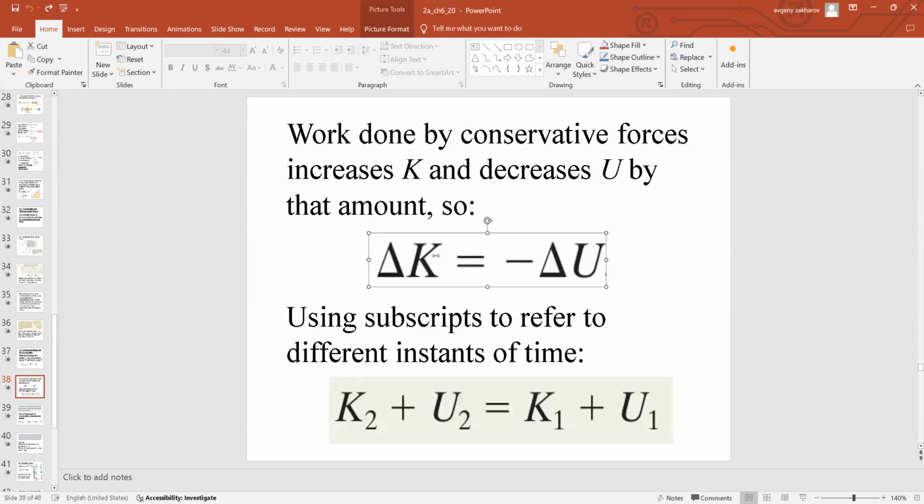Change in kinetic is the negative of the change in potential.